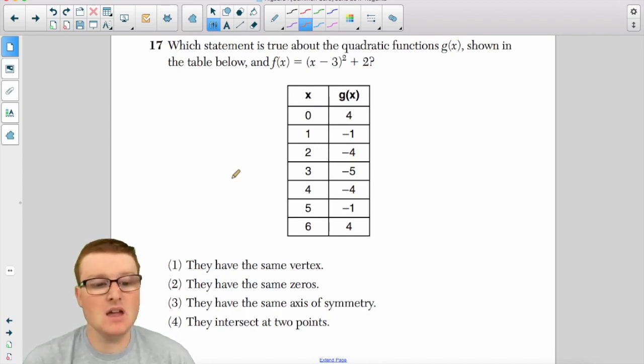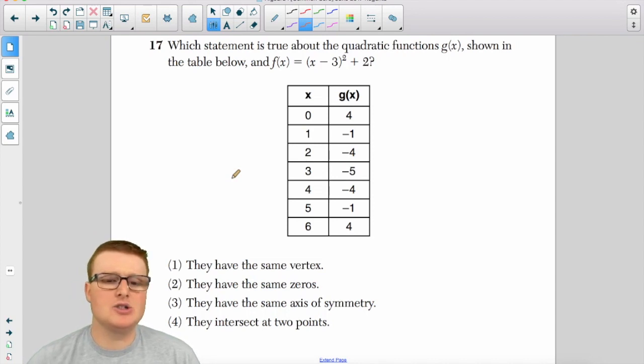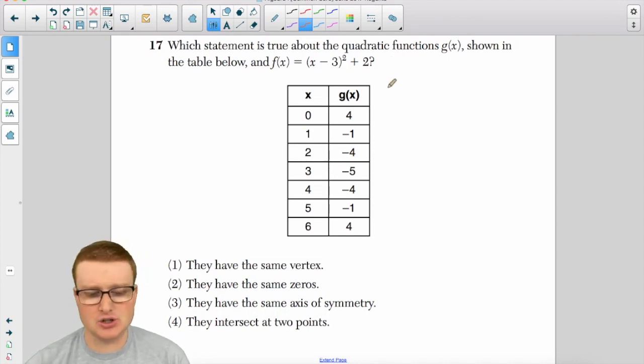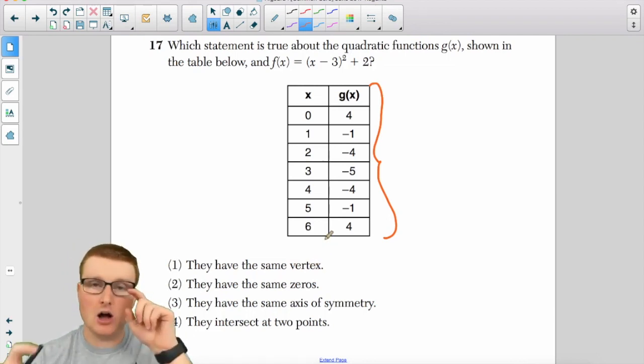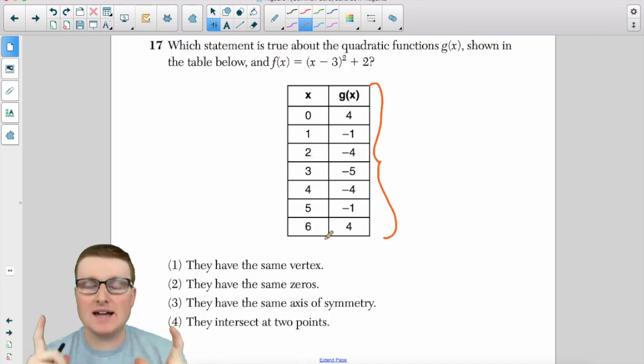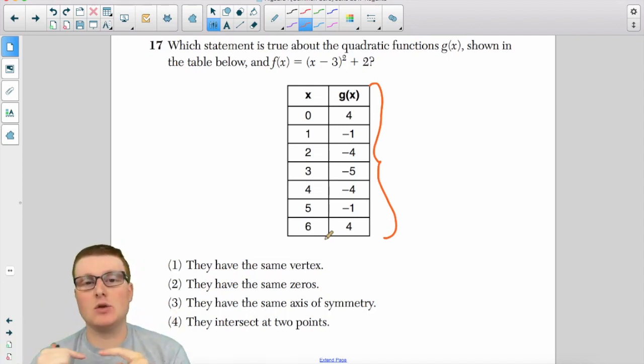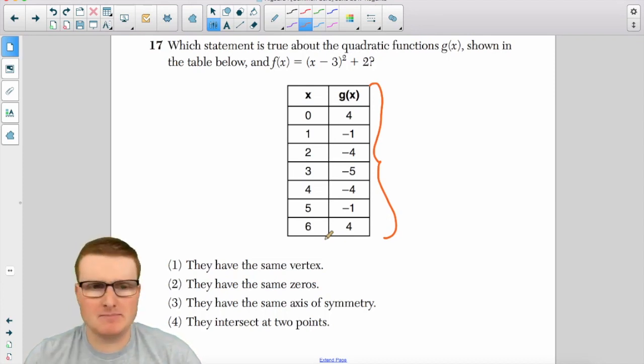So, they have the same vertex, they have the same zeros, the axis of symmetry, okay. The best thing to do first is to actually analyze this data before even graphing this. So they have the same vertex. Well, the vertex means that it is a point that is all by itself, standalone, and the y values above and below the vertex are the same. What do we mean by that?